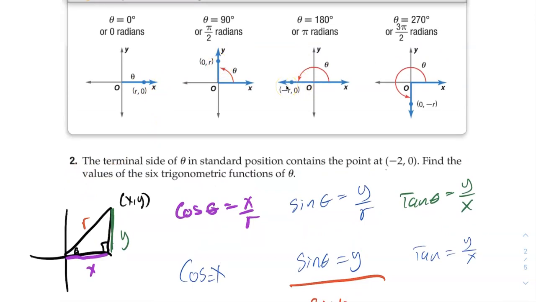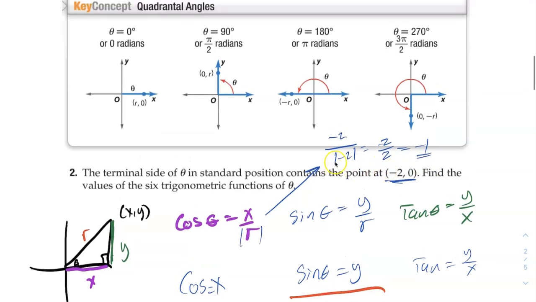So if I have the point negative 2, 0, remember radius is always a positive number. What's my x value? Negative 2. And what's the radius? Remember, radius is always positive. It's the distance. So it would be the absolute value of negative 2, which gets me negative 2 over 2, which is negative 1. So cosine of that point is negative 1.